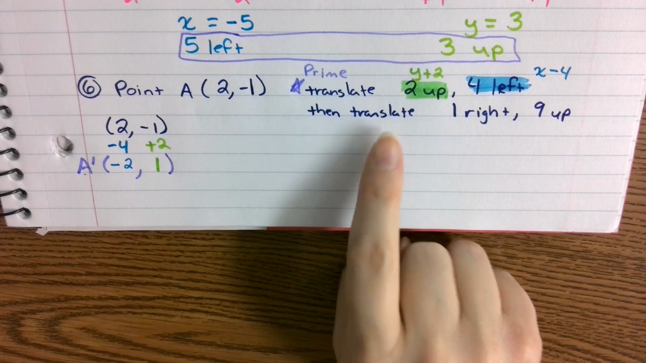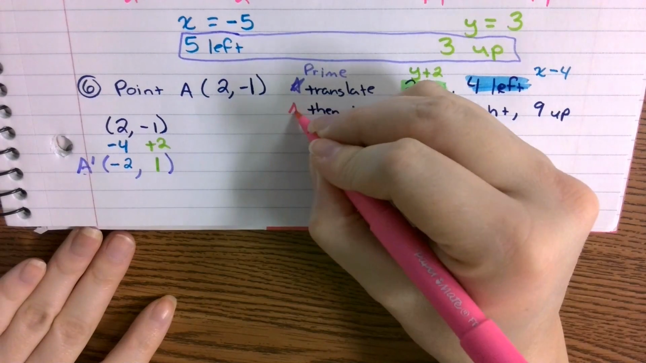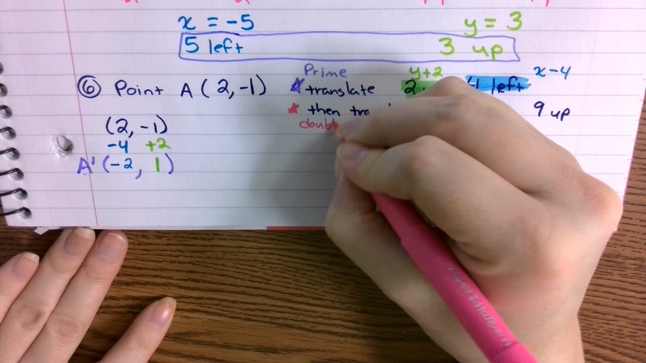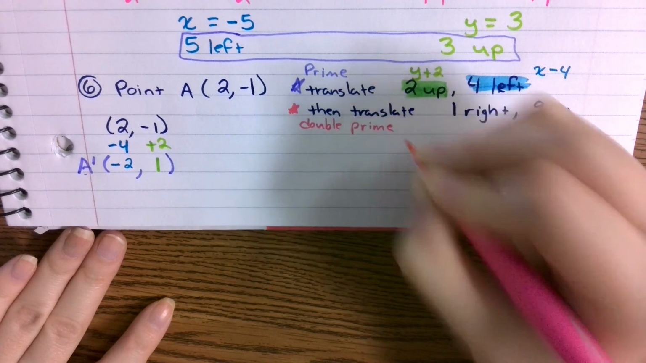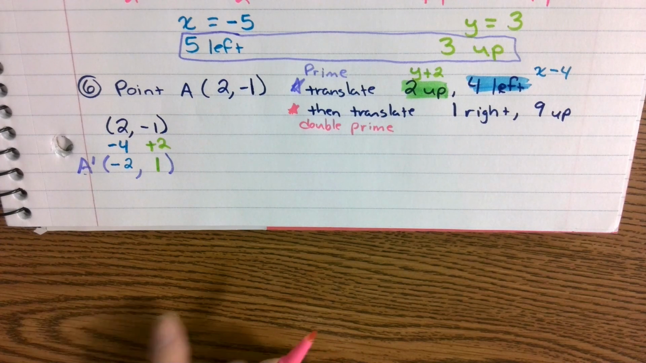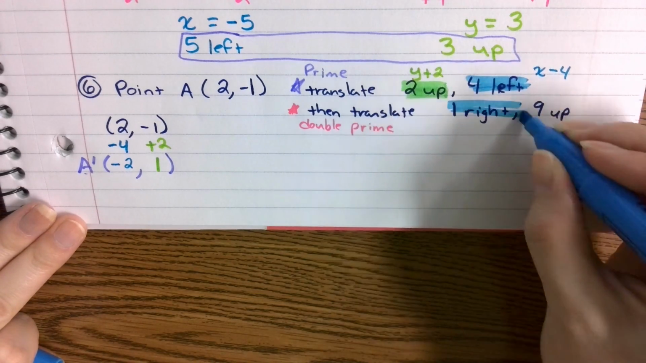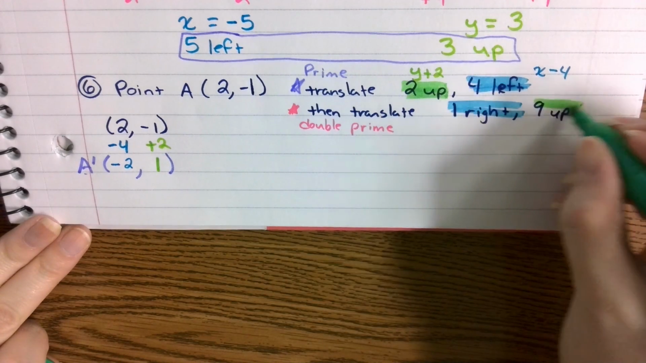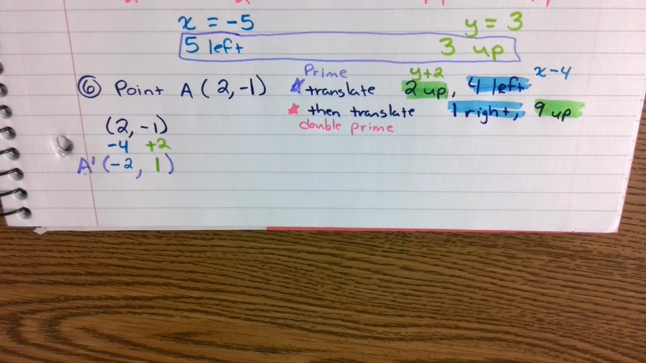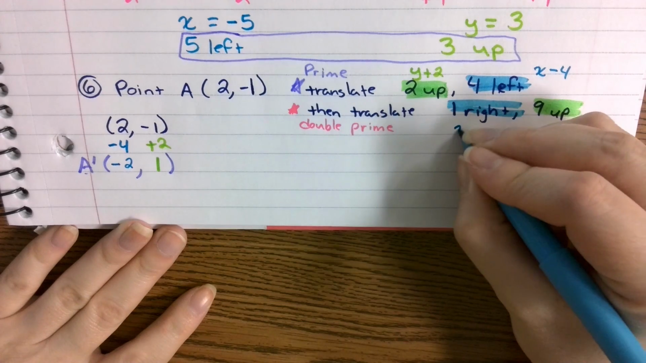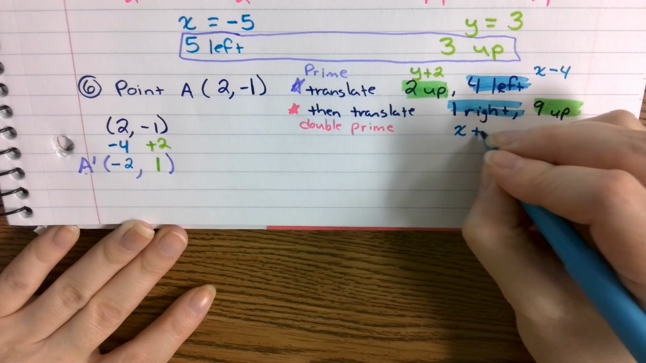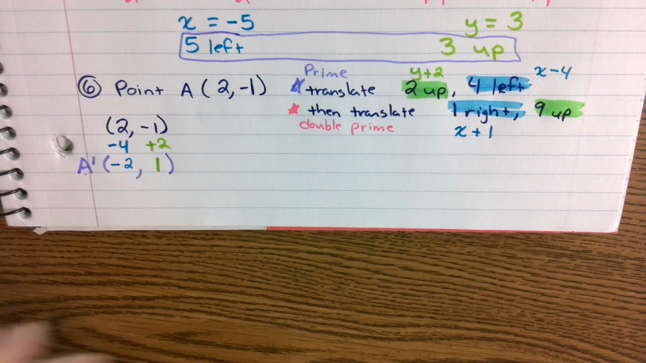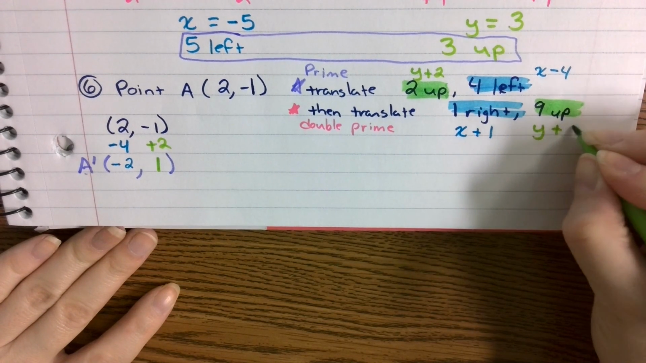But I have a second set of translations, don't I? So that right here is going to be called a double prime. Remember at the beginning of the notes I said that if you had 2 translations, that would be double prime. For here, 1 unit to the right, going to the right affects my x-axis. Then 9 units up, that's going to affect my y. So going 1 right means I'm going to take whatever my x coordinate was and add 1. Going 9 up means I'm going to take my y value and add 9.